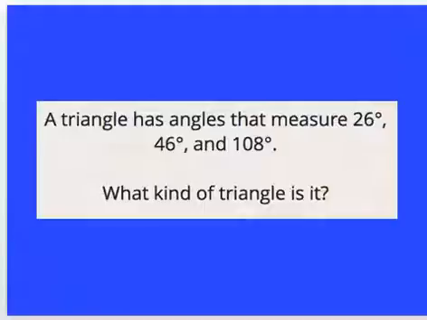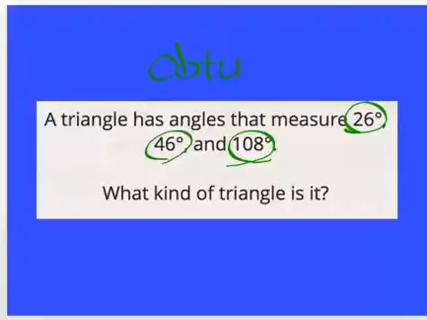Press pause, go ahead and try. All right, a triangle with measures 26, 46, and 108. Just like that one we saw in the beginning, we've got acute, obtuse. As soon as there's one obtuse angle, you say that the whole thing is an obtuse triangle. Nice job.